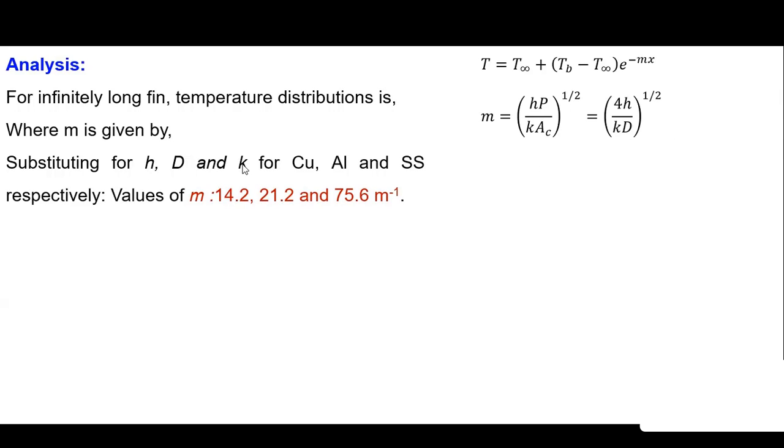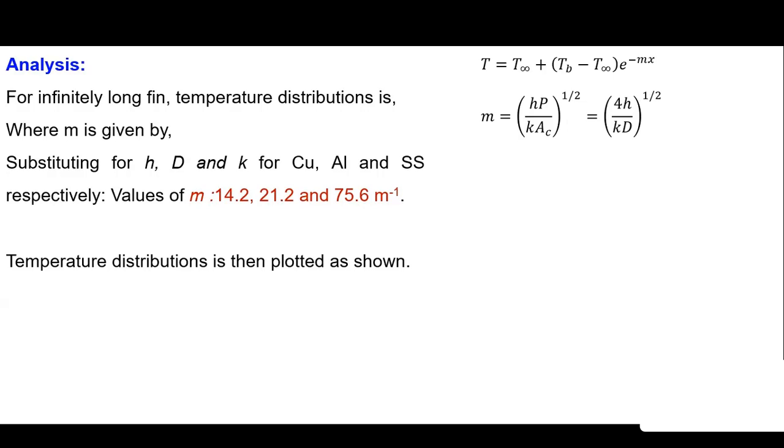only k is going to change for copper, aluminum and stainless steel. You get the values of m for different materials as 14, 21 and 75.6. So note this: m is very small for copper, which has higher thermal conductivity, m is medium for aluminum, medium thermal conductivity, and m is very large for steel, lowest thermal conductivity.